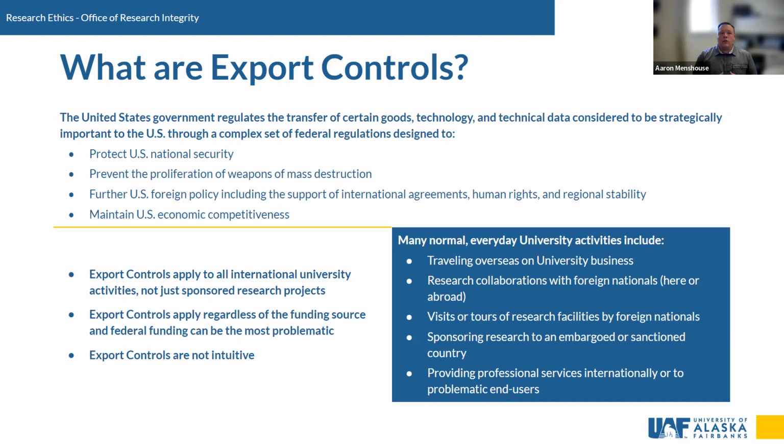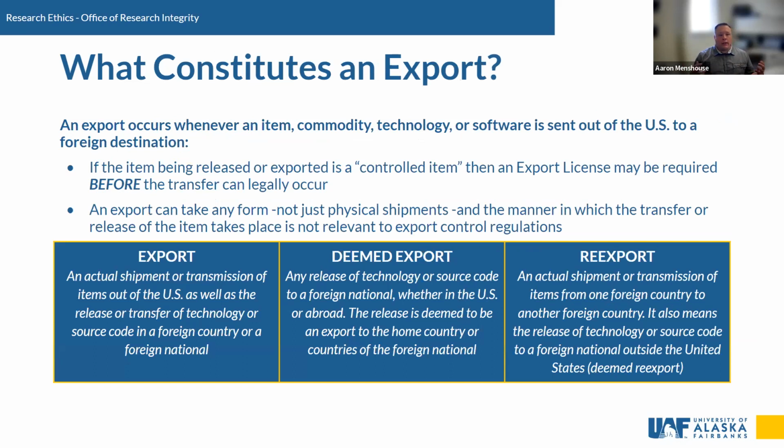And what are we sending out of the country? So what actually constitutes an export? There are three general definitions of what an export is. The first one is the actual export definition, which is a shipment out of the country. So you're shipping a physical item, sending a sample, or sending code from a controlled software to another country. So, the actual physical shipment.